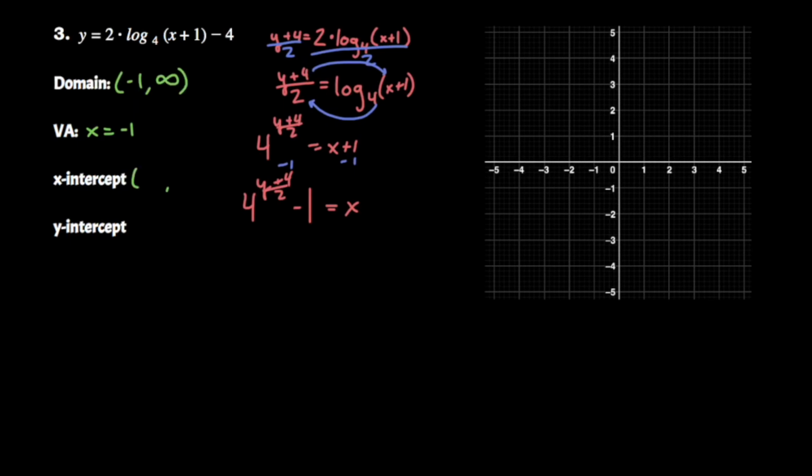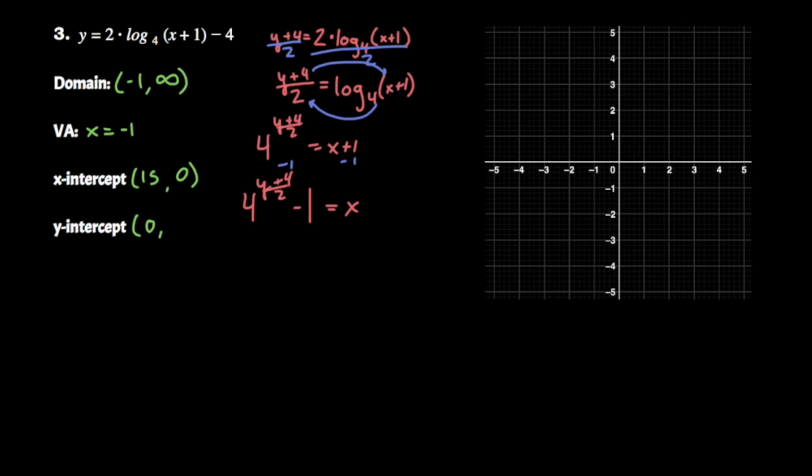The x-intercept is whatever you get when you plug 0 in for y, and that's actually really easy to do with this thing here. Because 0 plus 4 is just 4, 4 divided by 2 is 2, and 4 to the second power is 16, so 16 minus 1 is 15. So that's considerably off this graph. We're not going to see that, but we can also look for the y-intercept.